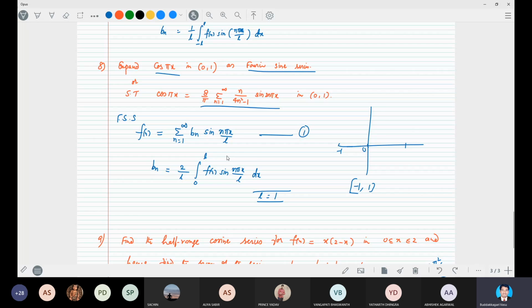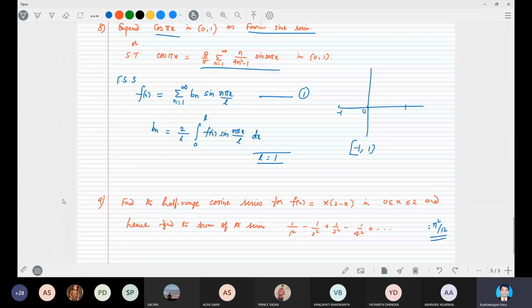Okay, you do these two problems later also. So we will take some problems on the Fourier integrals, right? Okay.